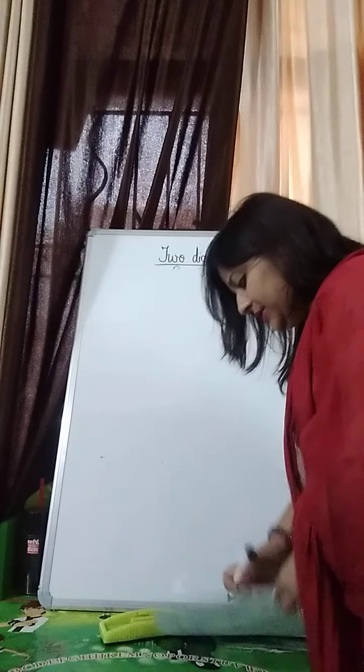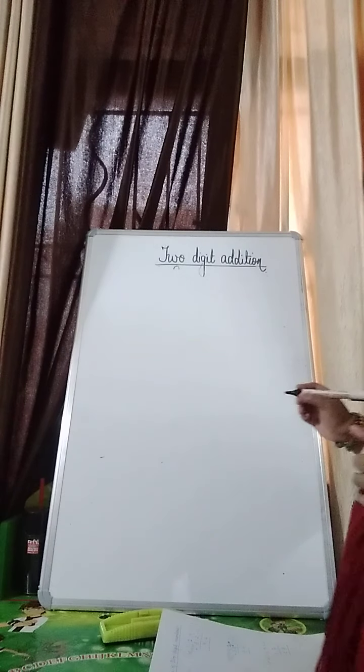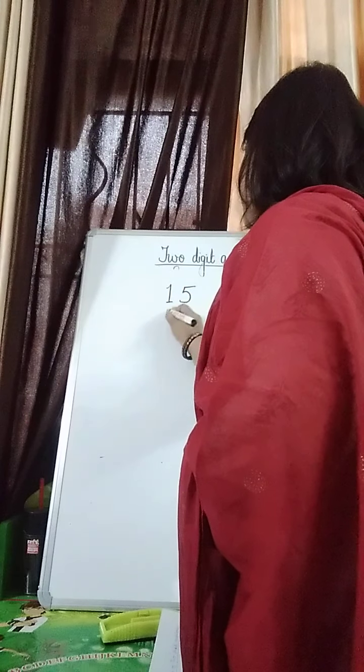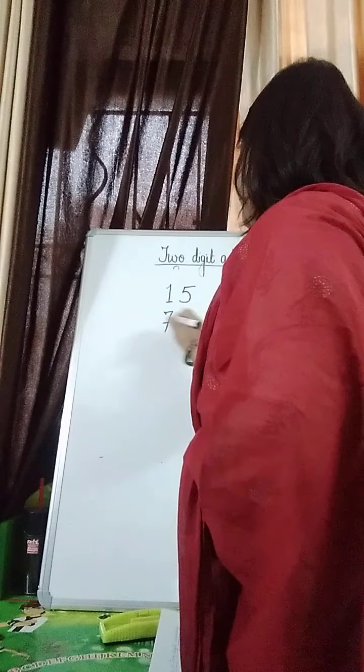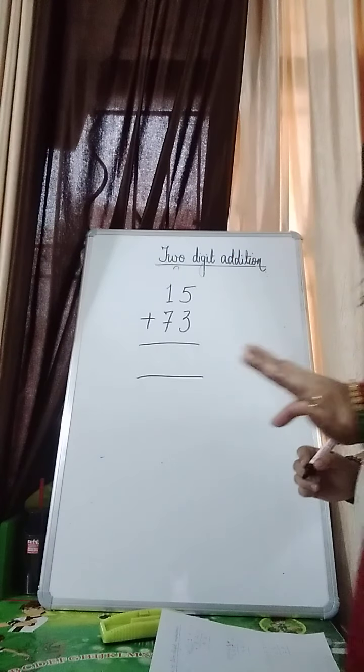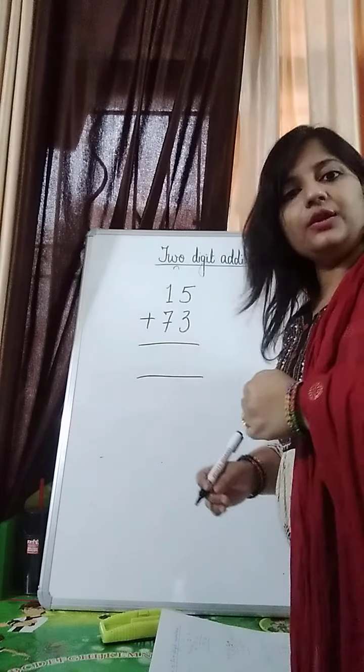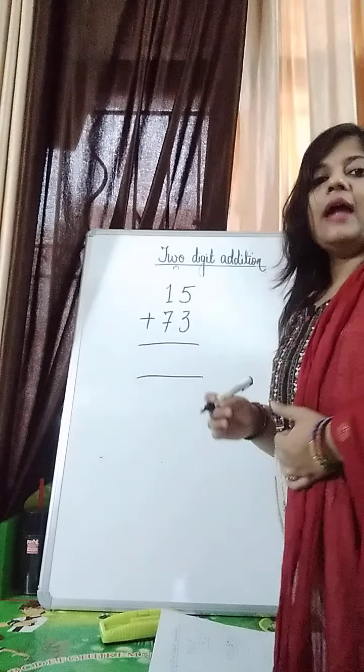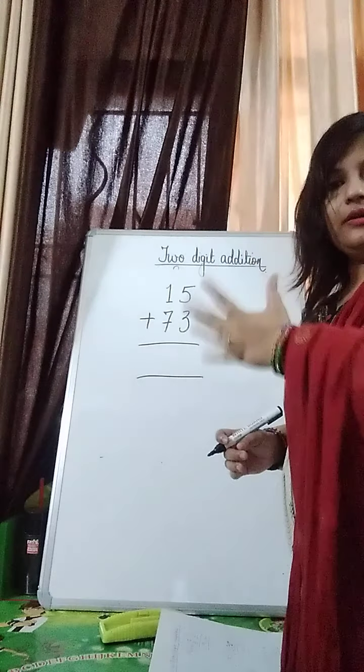Suppose you have 2-digit numbers at the top and 2-digit at the bottom. How are we going to do that? I have this number 1, 5, 7 and 3. For this we have 2 formulas. First we can use the number line, okay? And the second formula is that we will use fingers.